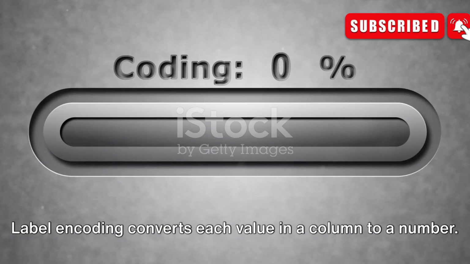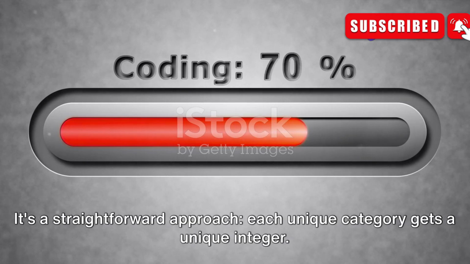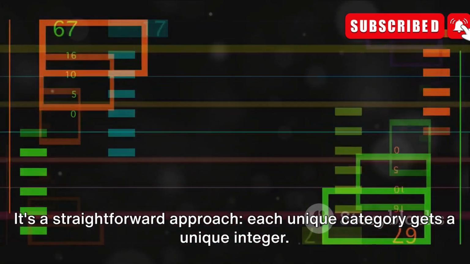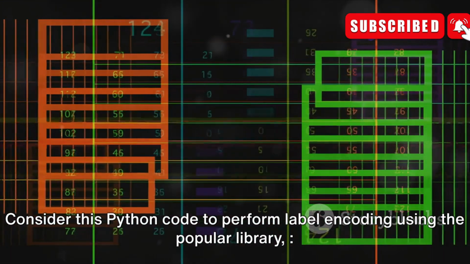Label encoding converts each value in a column to a number. For instance, red becomes 0, blue becomes 1, and green becomes 2. It's a straightforward approach. Each unique category gets a unique integer. Consider this Python code to perform label encoding using the popular library.